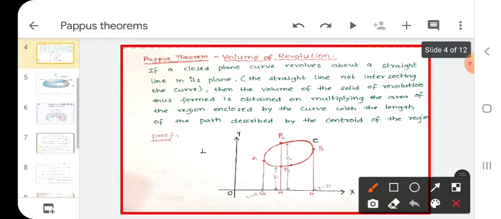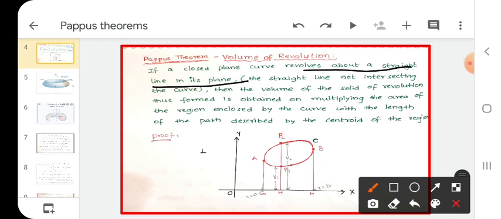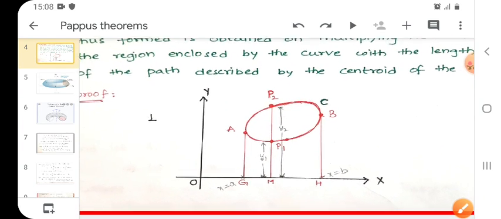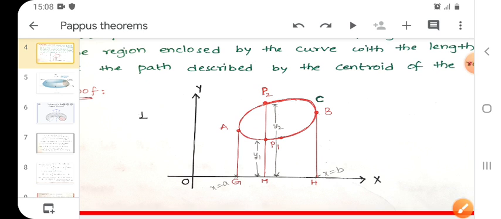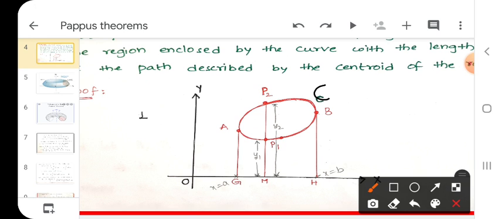If a closed plane curve revolves about a straight line in its plane, then the volume of the solid is equal to the area of the region times the length of the path. That is our theorem. We have to show the volume of the solid is equal to the area of the region times the length of the path. Let C be our closed curve. This red oval-shaped curve is our closed curve.